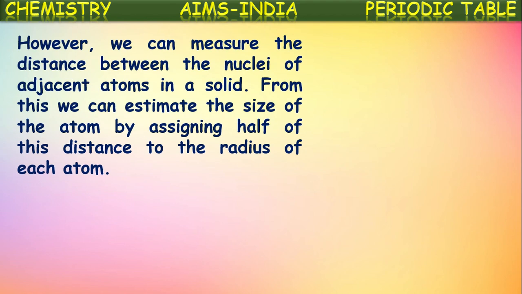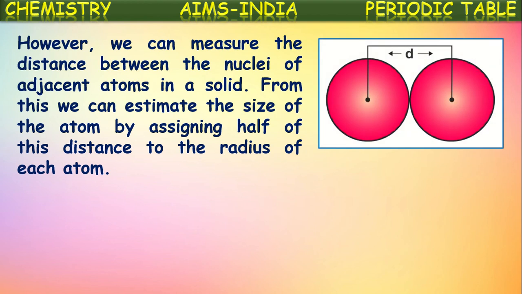However, we can measure the distance between the nuclei of adjacent atoms in a solid. Yes, we can estimate the distance between the two nuclei of adjacent atoms in a bonded molecule. From this, we can estimate the size of the atom by assigning half of the distance to the radius of each atom. So the distance between the two nuclei of two bonded atoms can be measured like this. Suppose this is the distance between the two nuclei of two bonded atoms. If it is measured, half of this is taken as the atomic radius of that atom.